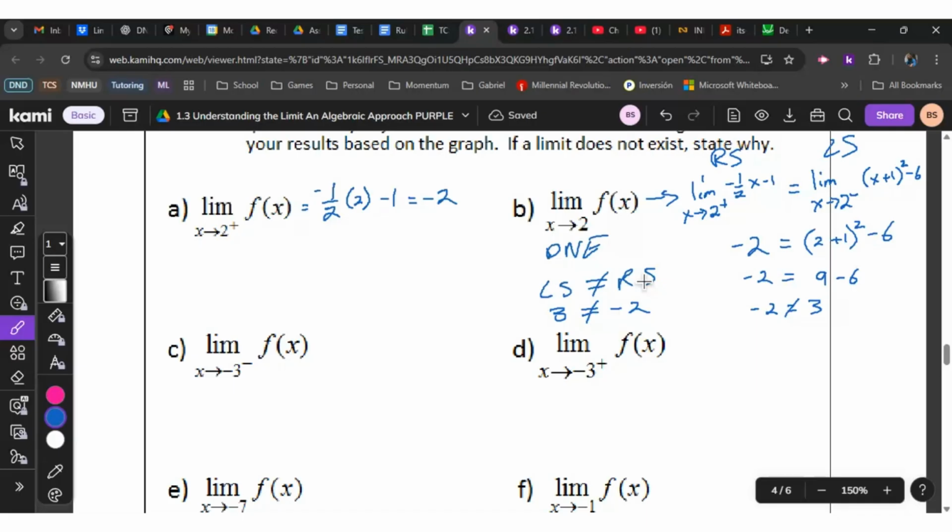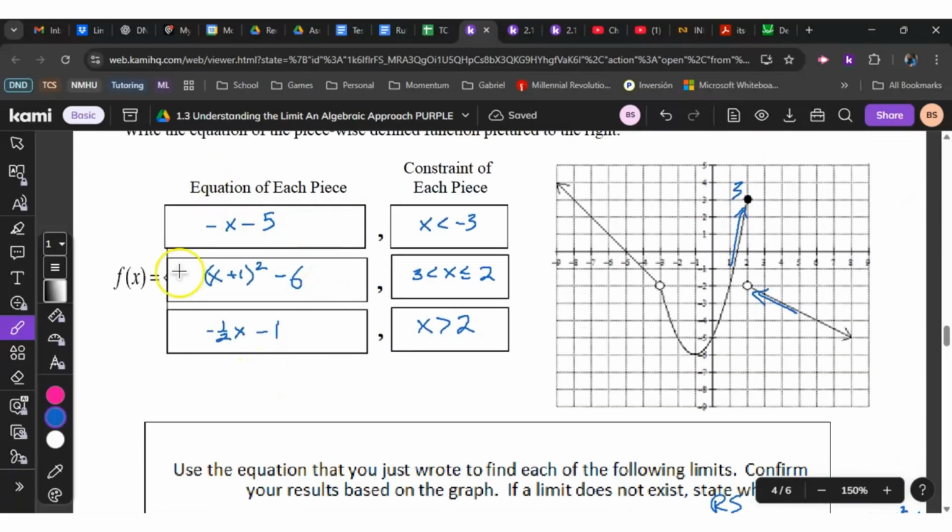So the next two here, we're going to look at -3 and -3, right? We're going to look at the two sides here. So let's see how good you guys are at this. If I'm approaching -3 from the left, which of these three functions do I need? Which one of them is smaller than -3?